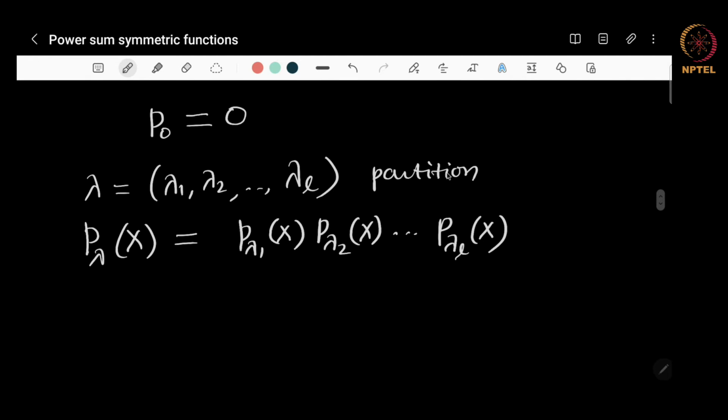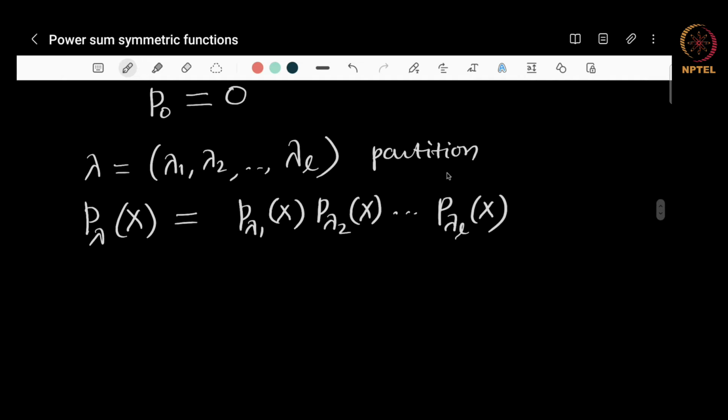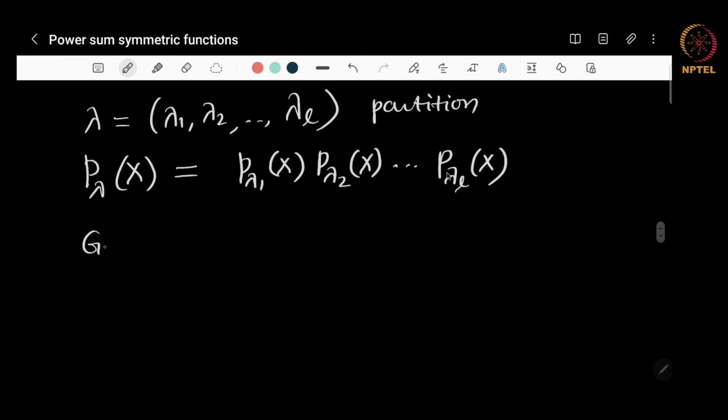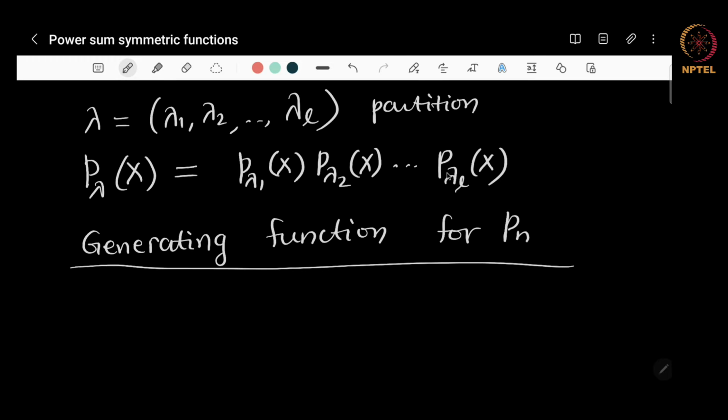Now, having defined a new set of symmetric functions, what we're going to do is try and express this in terms of the previous ones, which is the M's, the H's and the E's. To do that, let's start by deriving the generating function, just as we did for the E's and the H's, for the power sum symmetric function.